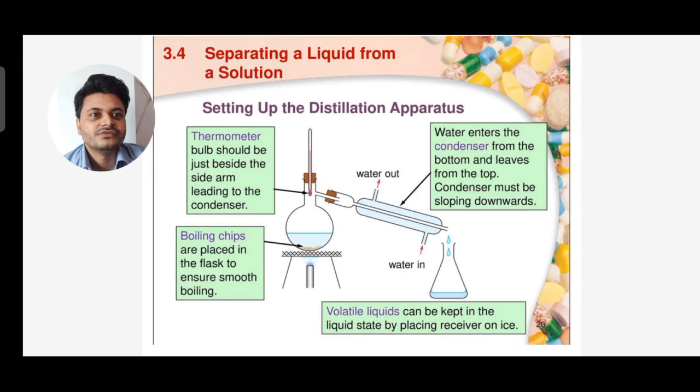As well as, you can see the fourth one, water in and water out, where arrows are given. Water enters the condenser from the bottom, that is water in, and leaves from the top, that is water out. The condenser must be sloping downwards. So the thermometer, boiling chips, volatile liquids and condenser are all there.